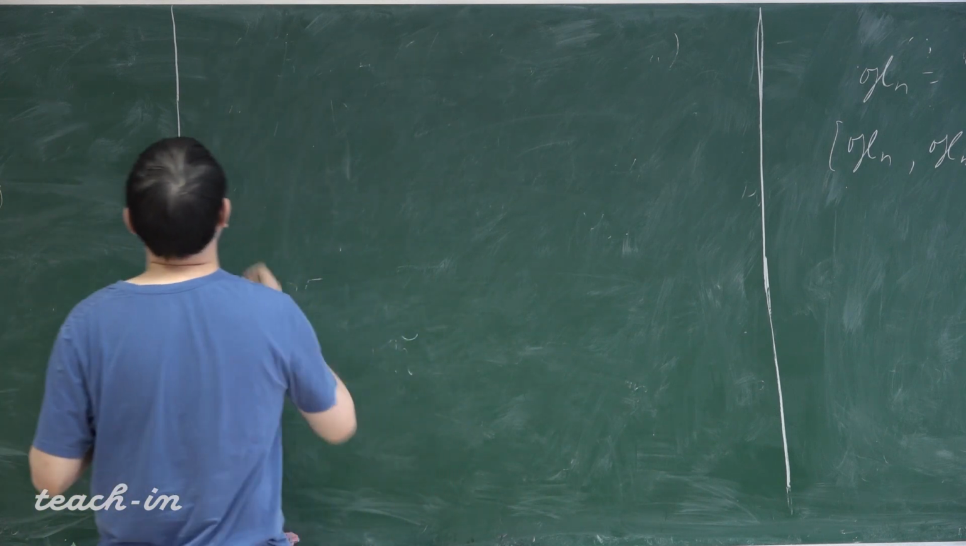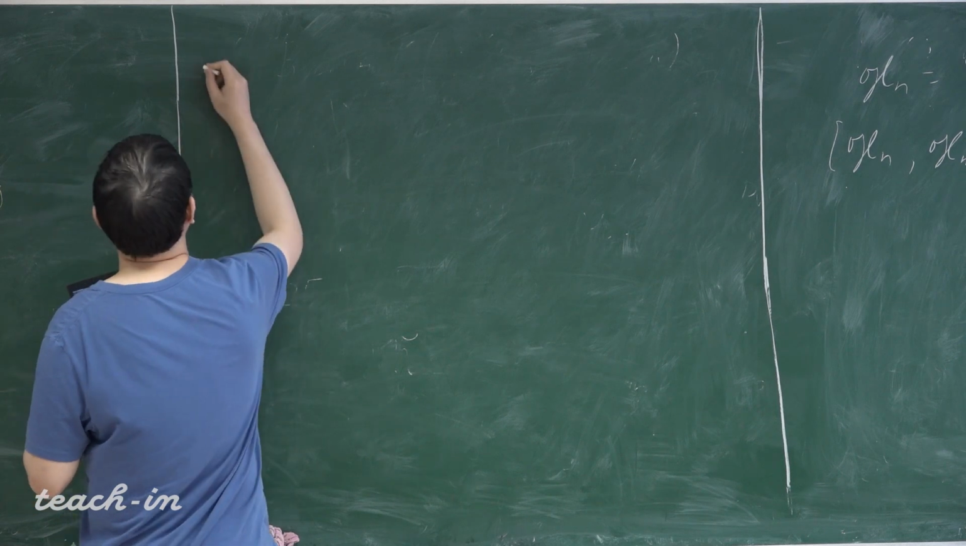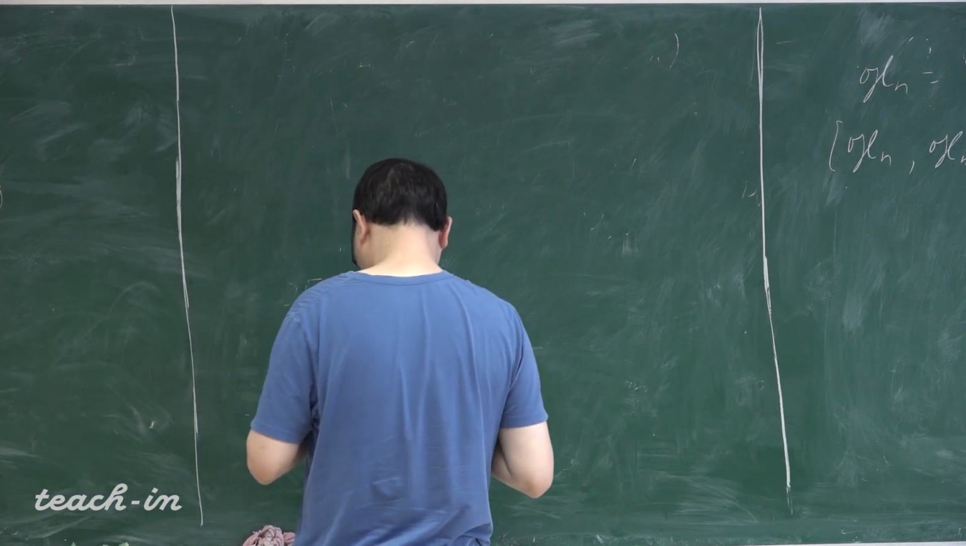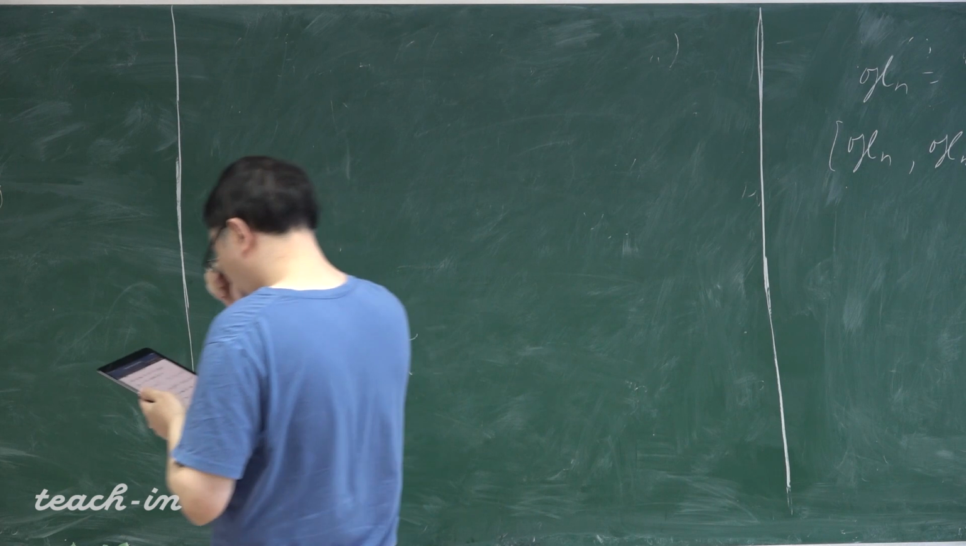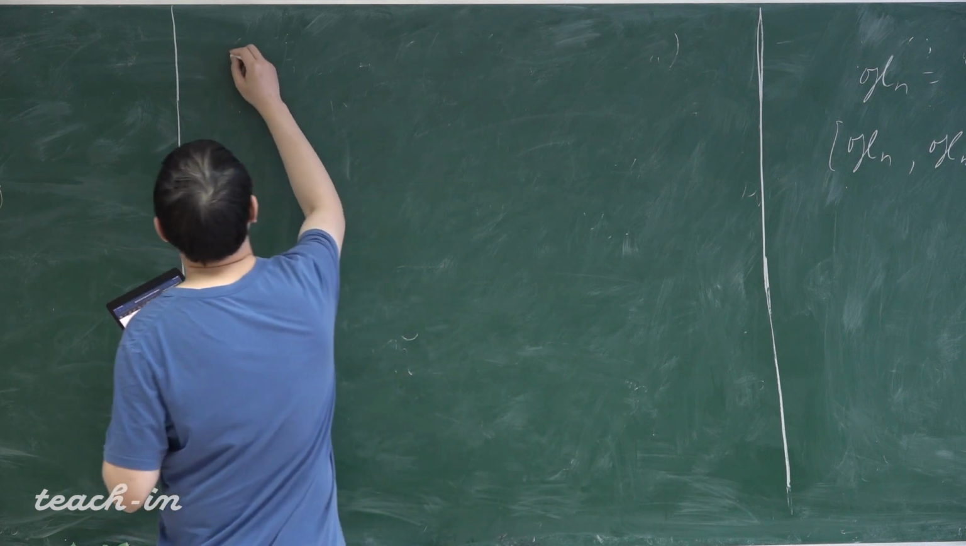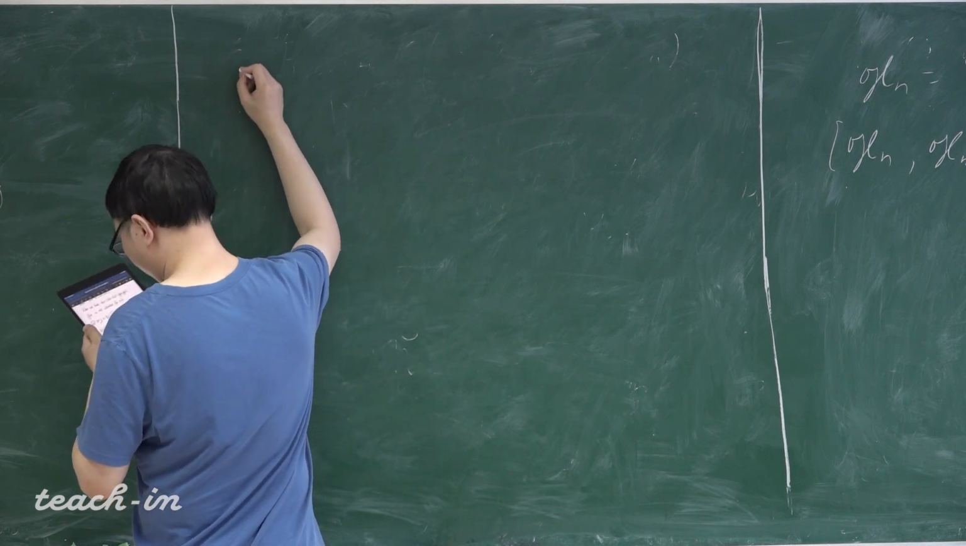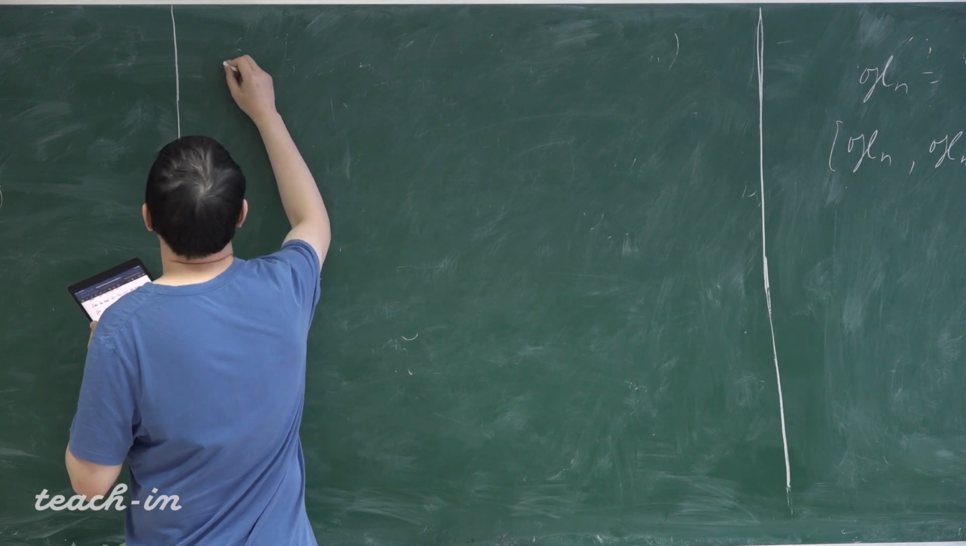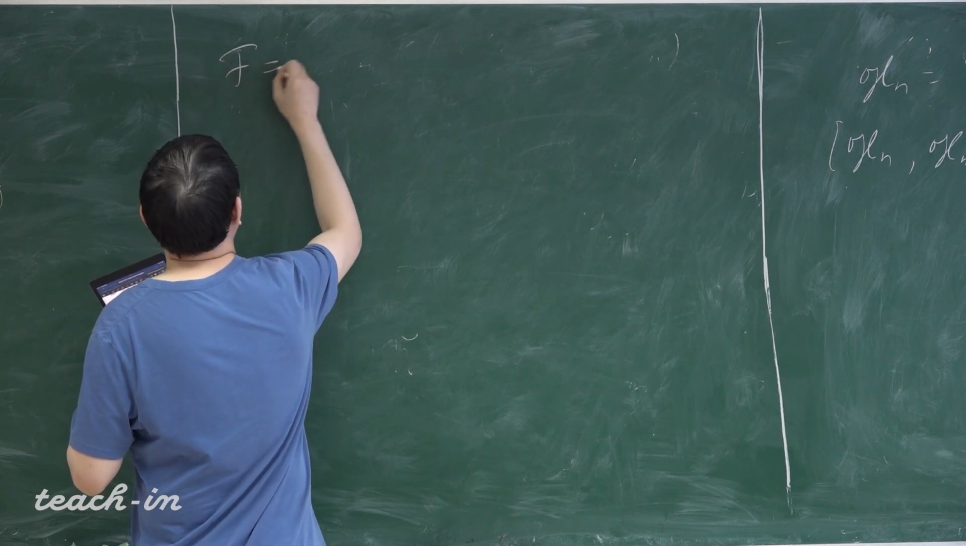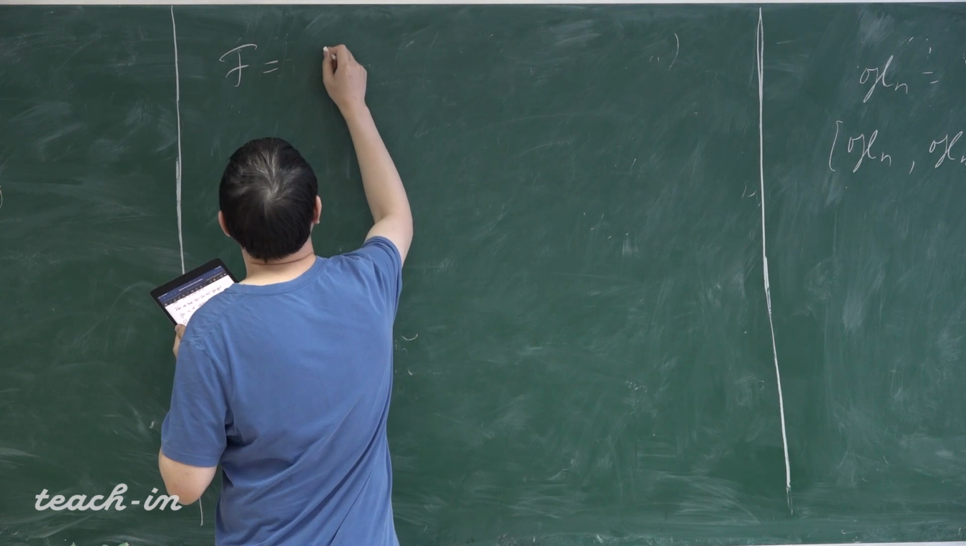Now for the second one, G is B of F, and F is a full flag. First, we do the process, since the definition of full flag.